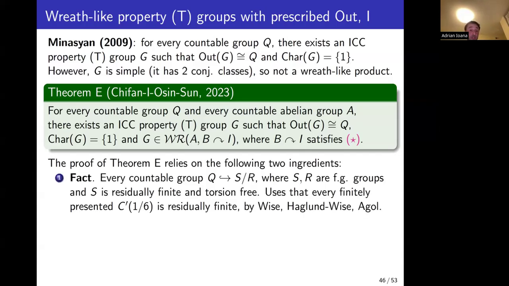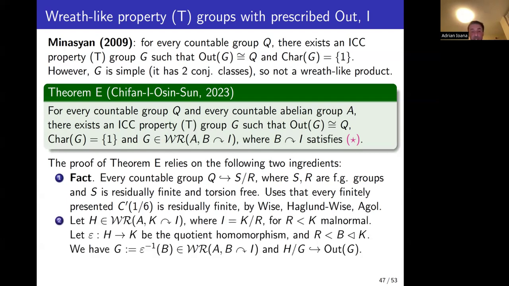And before I state a consequence of this theorem, which will be my last slide, let me just say a few words about how we prove this theorem E. So this relies on a couple of ingredients. The first one is a consequence of work of Wise, Haglund, Wise, and Agol. And it's a fact showing that every countable group Q can be embedded into a quotient of two groups S mod R, where S and R are finitely generated. Moreover, S is residually finite and torsion-free. So our theorem proceeds by taking the group Q and embedding it in such a quotient. So that's the first ingredient.